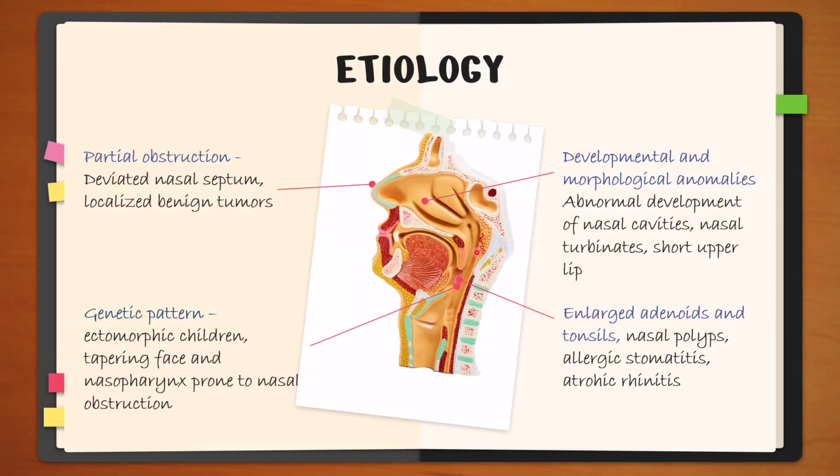When we look into the etiology, the common causes of mouth breathing include developmental and morphological abnormalities such as underdeveloped nasal cavities or short upper lips. Next is partial obstructions like a deviated nasal septum or nasal tumors. A genetic predisposition, particularly in ectomorphic children with narrow tapering facial structures. The medical causes include enlarged adenoids or tonsils, nasal polyps, allergic stomatitis, and atrophic rhinitis.